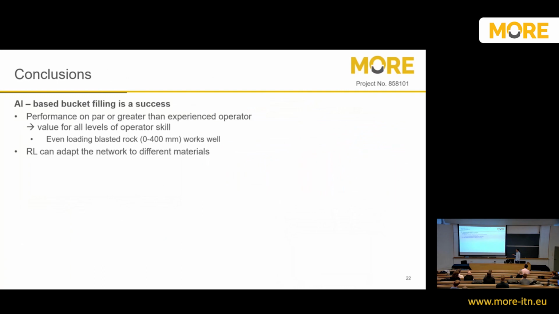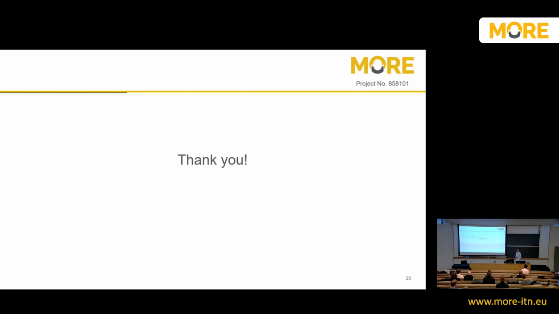So then we have some conclusions. Some overall conclusions from everything are that AI-based bucket filling is working. We can have performance that is on par with the human, and sometimes we can even be faster than the humans. And it can also load this blasted rock with the really big rocks quite well, even though it wasn't as fast as the human or as much material as the human. And then finally, we can also use RL to adapt the network to different materials. Yeah, that's all. Thank you.